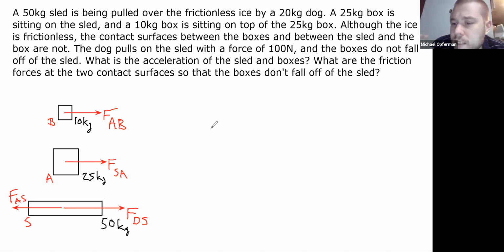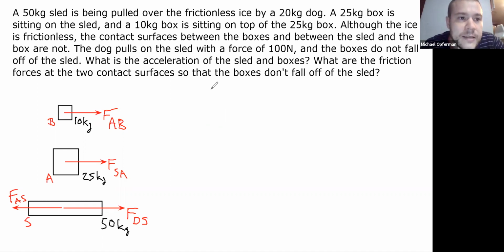So what does this force feel like? Say you had a bunch of stuff stacked up on your back and you tried to accelerate forward, you would feel that load holding you back. That's basically that force. You have to exert a force on that load to pull it with you. And so by Newton's third law, you feel that load pulling you backwards. So the box is pulling the sled backwards. The sled is pulling the load forwards.